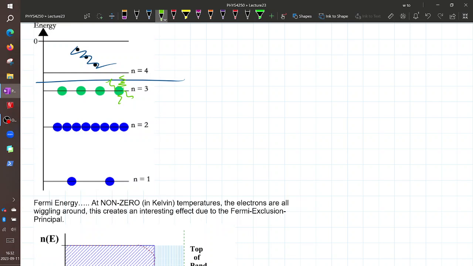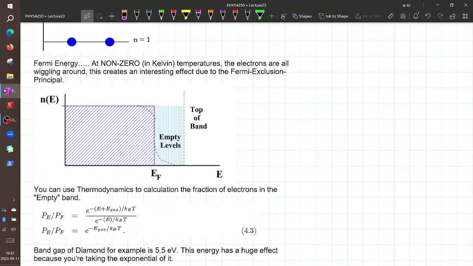And you can think about this as kind of like thermal excitation, where there's just some thermal energy just by being at a non-zero temperature. It's just wiggling up and down, up and down, up and down. And once in a while, it could jump up to n equals 4, okay? And that's what this plot is trying to show you.